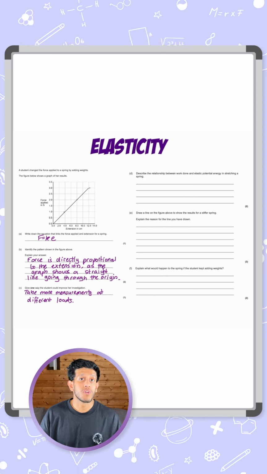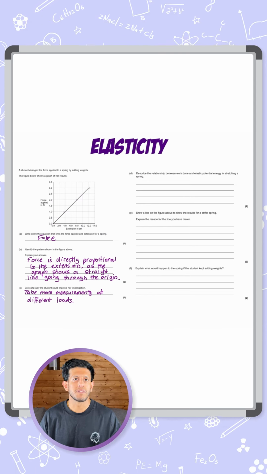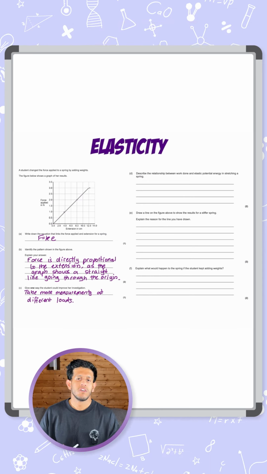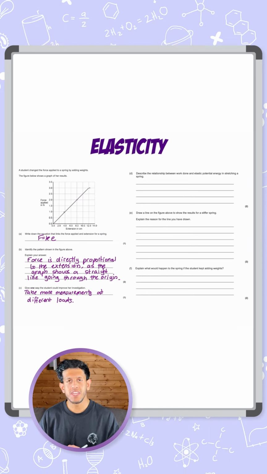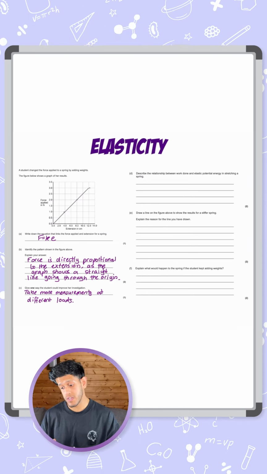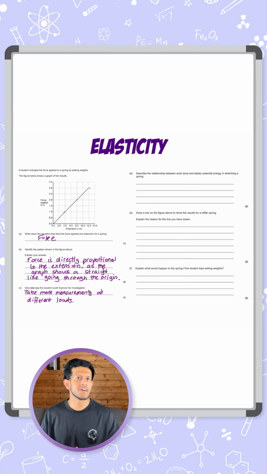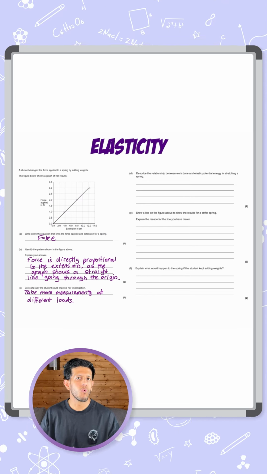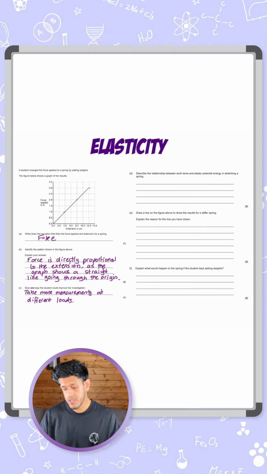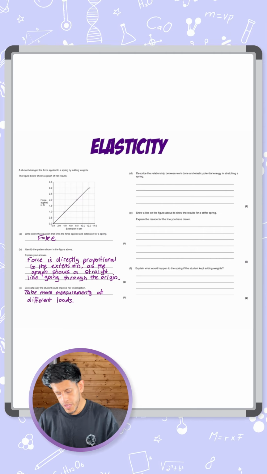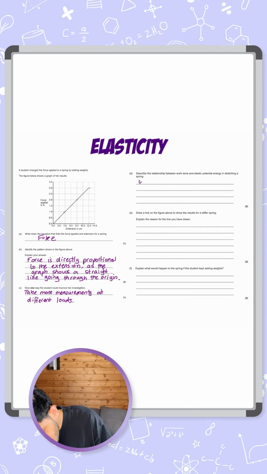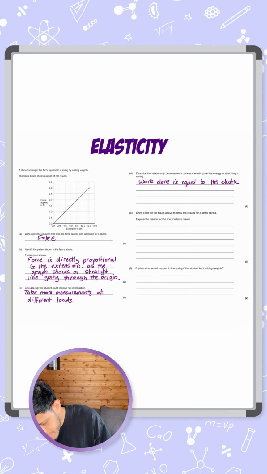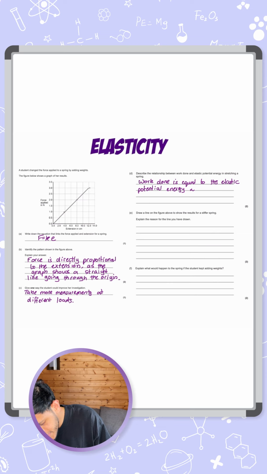Now it says describe the relationship between work done and elastic potential energy in stretching a spring. So this is for 2 marks. So really with energy, we've seen before energy transferred equals work done. So when you stretch a spring, its elastic potential energy will increase. But also it means at the same time you're doing more work to stretch the spring. So really they are equal to each other. So my first mark is that work done is equal to the elastic potential energy when stretching a spring.